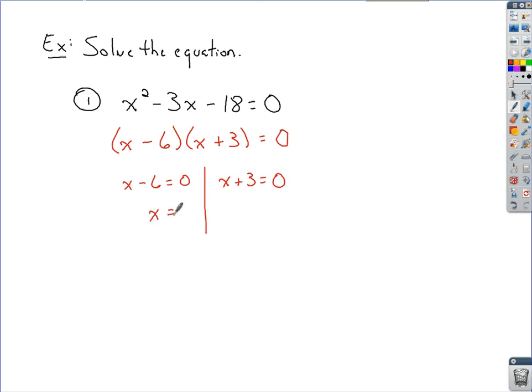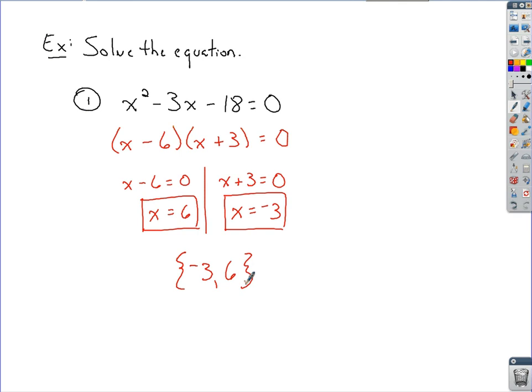Obviously x is going to be 6 and x is going to be negative 3. So you can box those in. Or if you want to be real official-like, you can make this little set notation and form our solution set for our answers. As long as you highlight somewhere that you got 6 and negative 3, we're good to go. So there's the basics of just factoring a quadratic.